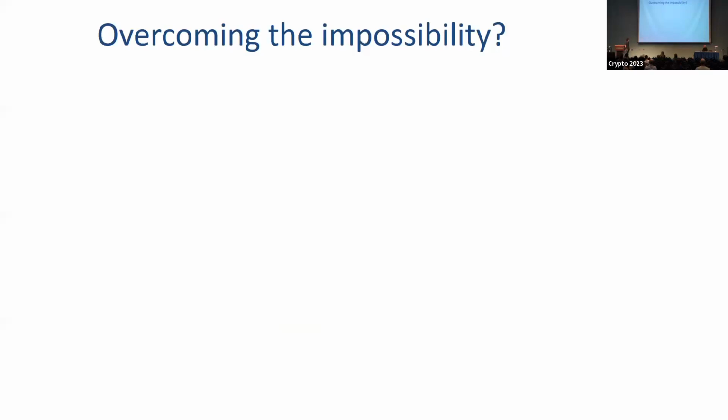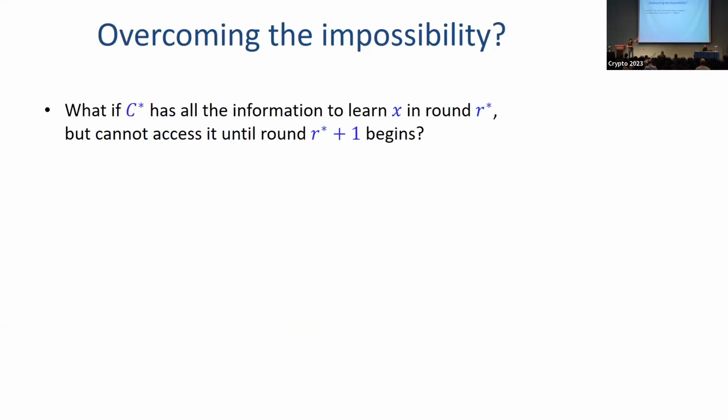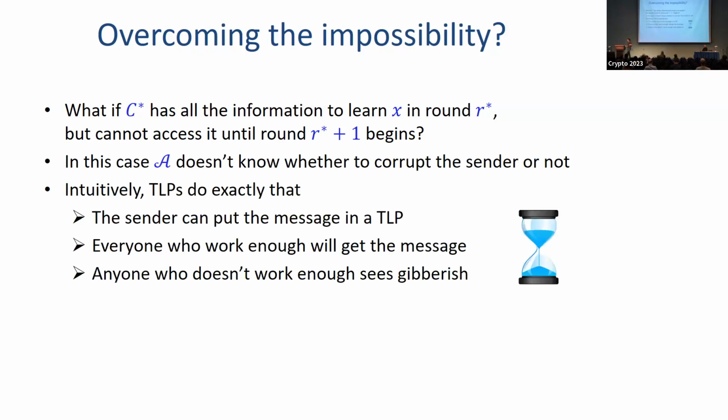Can we overcome this impossibility? So what we want effectively is that at round R star, the set C star will have all the information to compute the sender's input, but it will not be able to do it before the next round begins. And that's exactly the property we get from a time lock puzzle. A time lock puzzle allows the sender to put its input in some puzzle, and if people work hard enough, they'll get the output. If they don't work hard enough, they won't learn anything.